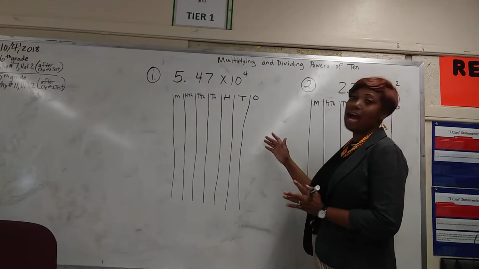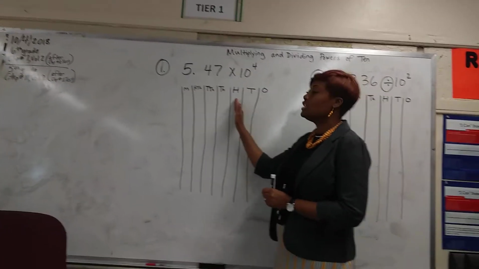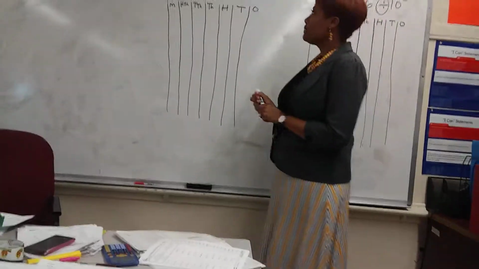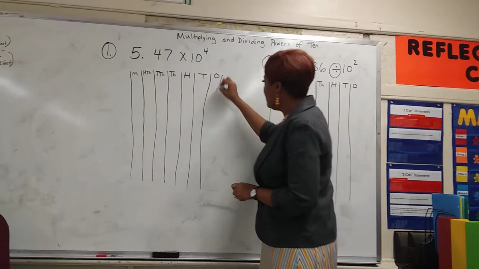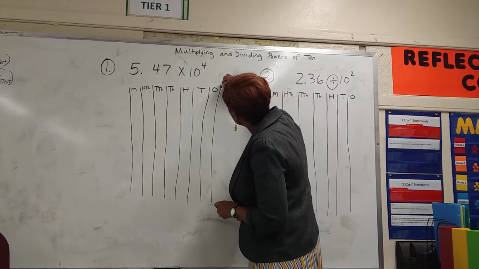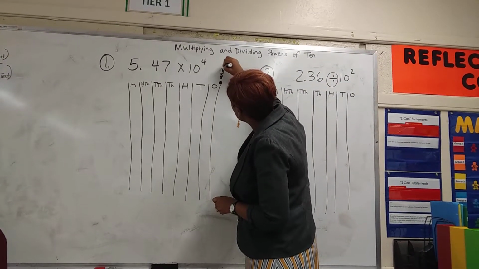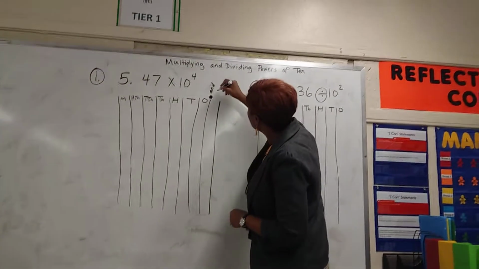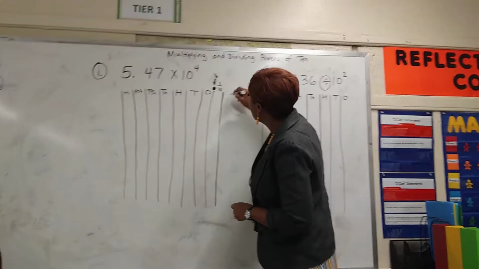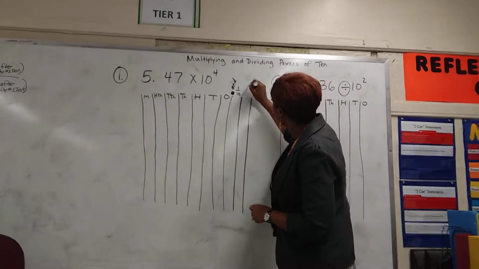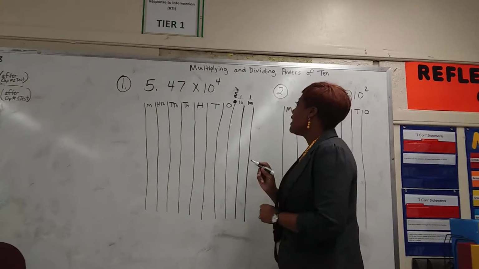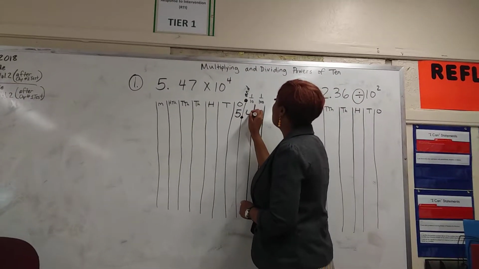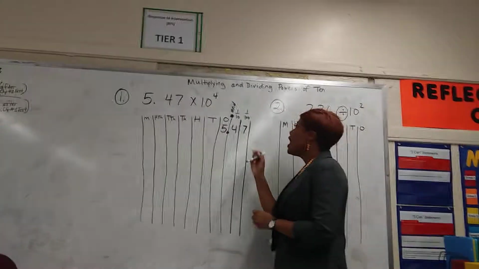Notice the place values I have before you are ones, tens, hundreds, thousands, 10,000s, 100,000s, and millions. But I have a decimal, so I have 4 tenths, and I have 7 hundredths. All right, so I have 5 ones and 47 hundredths.